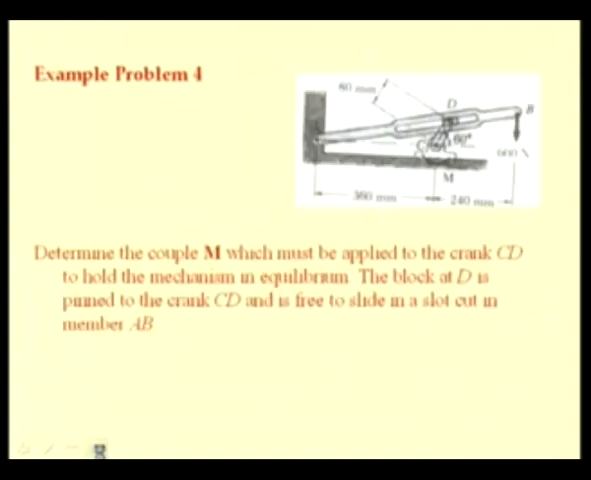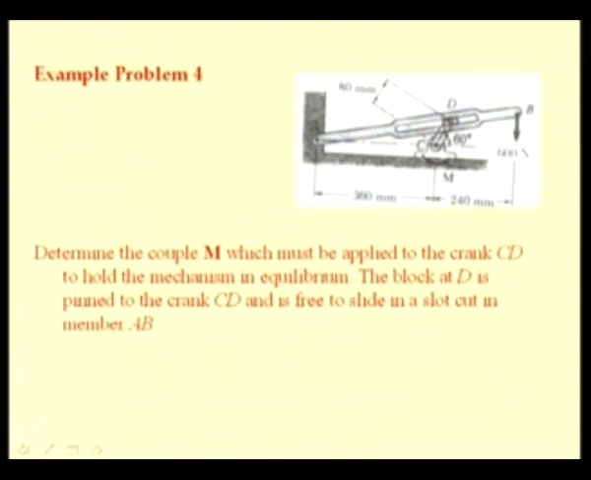Let us consider another example. We will just consider how to draw the free body diagrams. Later on, one can proceed the way we have illustrated in the earlier example. Here you see a mechanism which has a slotted arm ADB and a crank CD. We are interested to know the moment that has to be applied onto this crank at C in order to support this load of 600 newtons.